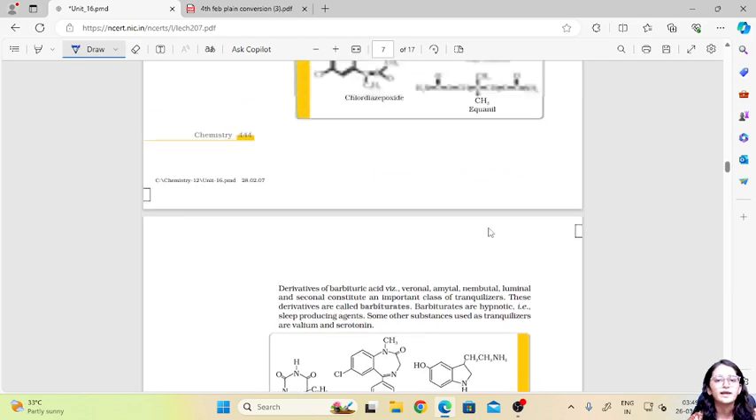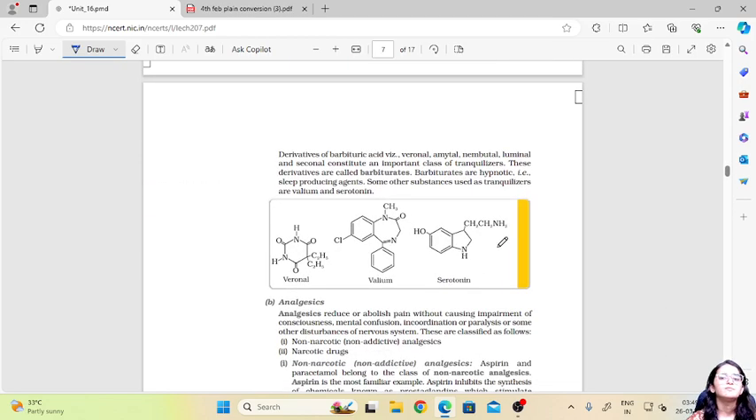Then next we have derivatives of barbituric acid, that is veronal, amytal, nembutal, luminal and seconal, which constitute an important class of tranquilizers. They are called barbiturates. Barbiturates are hypnotic, which means they produce sleep. Some other substances used are Valium and serotonin.